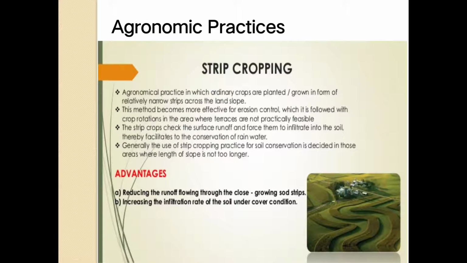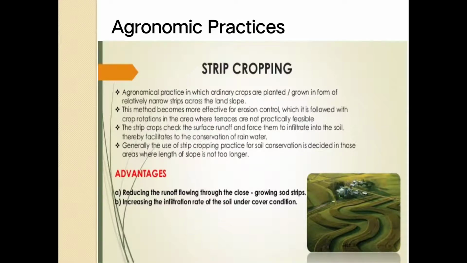It is an important agronomical practice in which ordinary crops are planted or grown in the form of relatively narrow strips across the slope of the land. That means in strip cropping, farmers mostly grow the agronomical crop in different narrow strips across the slope of the land.